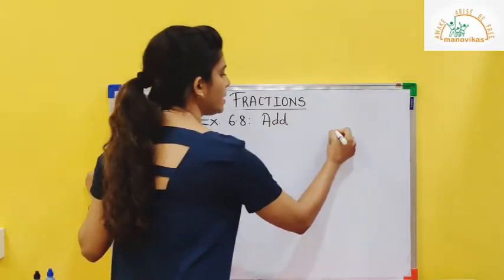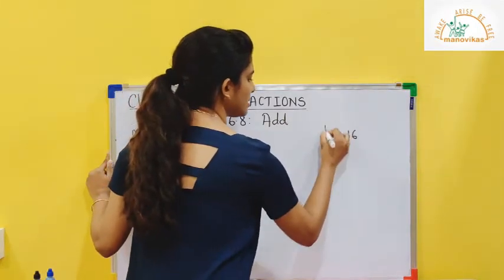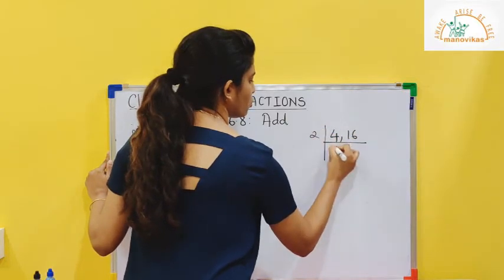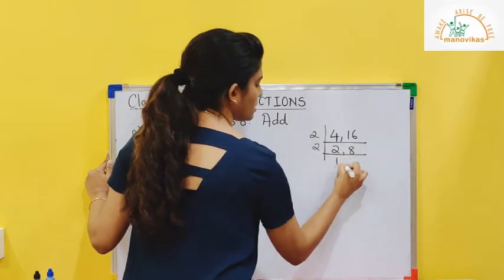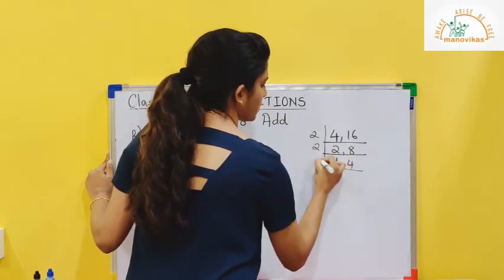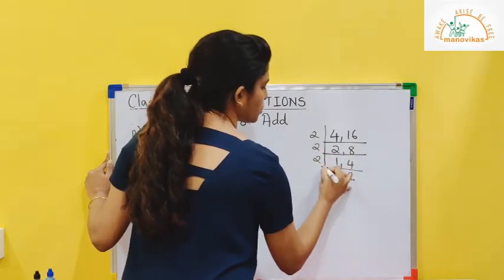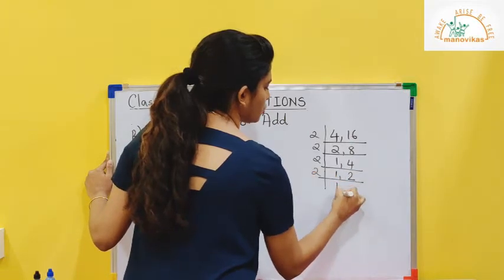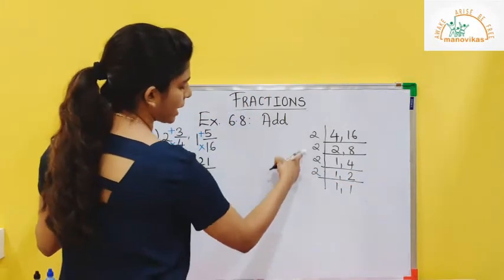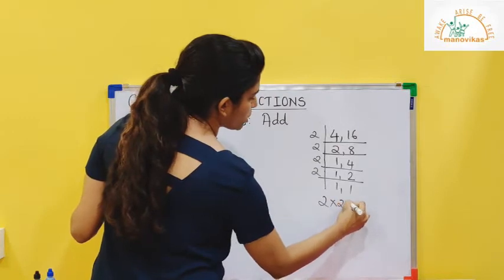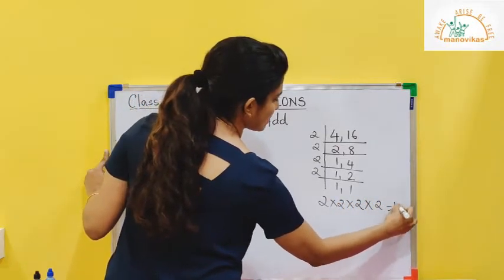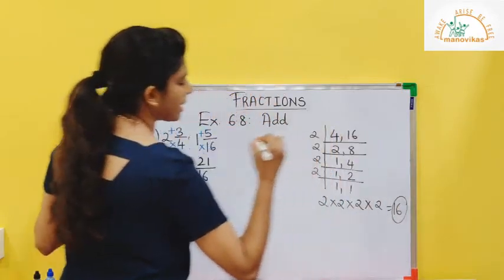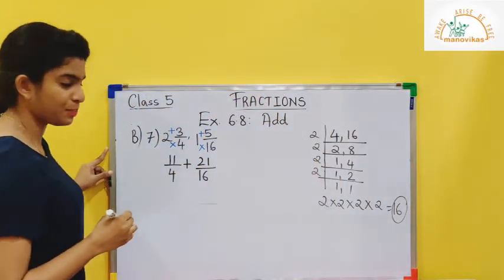Now first you find the LCM of both these numbers. 2 2s are 2, 2 8s are 16, 2 1s are 2, 2 4s are 8. So what do you get here? 2 into 2 is 4, into 2 is 8, into 2 is 16. So here the LCM is 16.